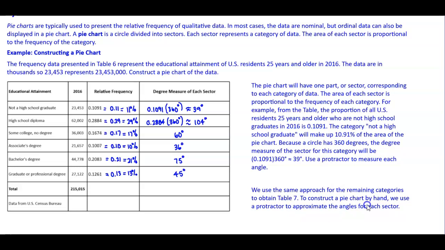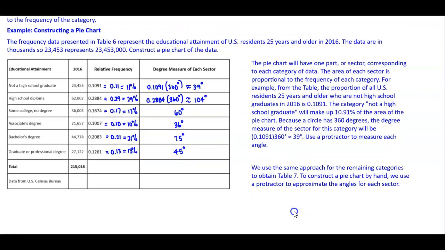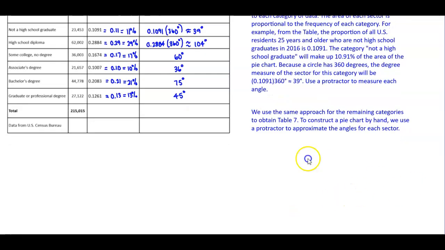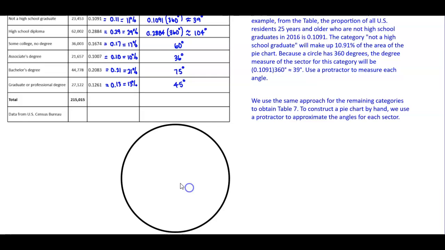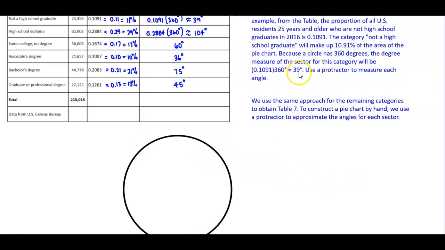So to construct a pie chart by hand, we're going to use a protractor to approximate the angles for each sector. Before we do anything, let's go ahead and create a circle. So I'm going to get a circle, and I'm going to create one here. All right. What we want to do is first start with our category of the following. We're going to do the 39 degrees. I'm going to approximate here. It's not going to be exact, but I want to give you an idea of what that would look like.